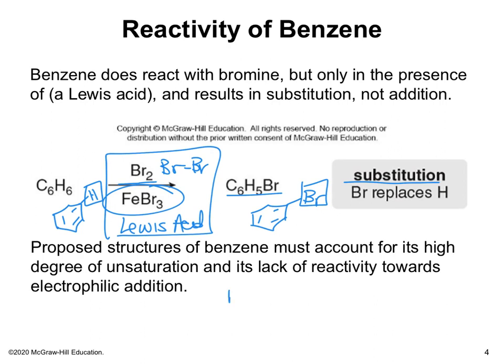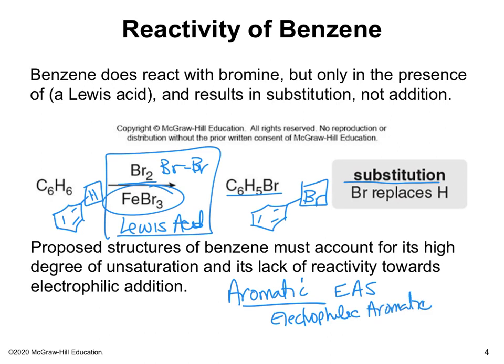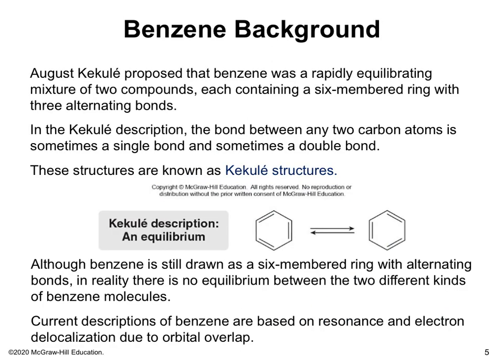So this is where we have a new functional group called aromatic. And these reactions, you're going to learn a thing called EAS, which is electrophilic aromatic substitution. So this is Kekulé's description, and you can see it's an equilibrium where, so this actually would be a resonance structure. So make that correction.